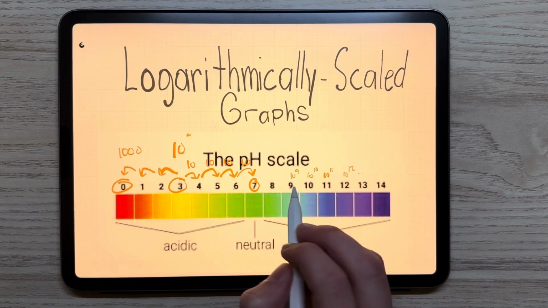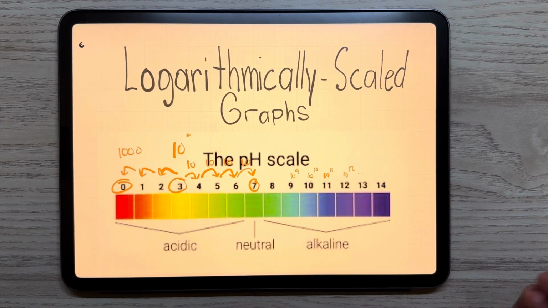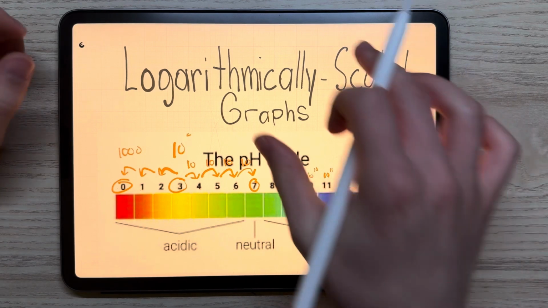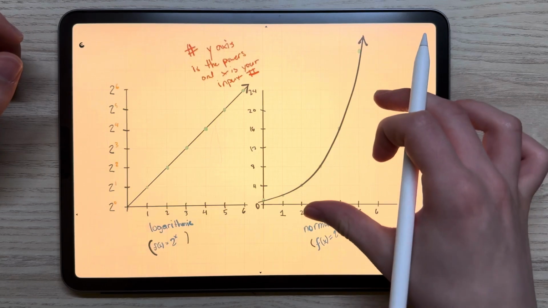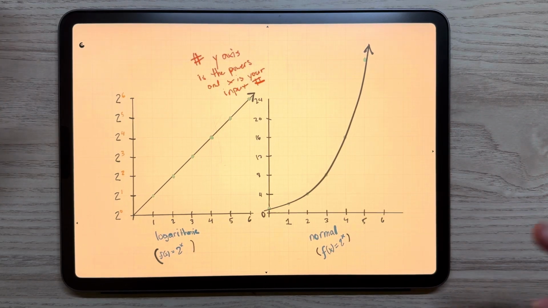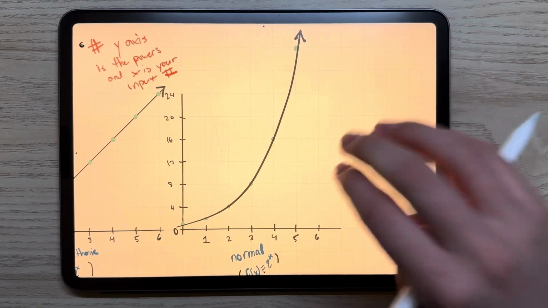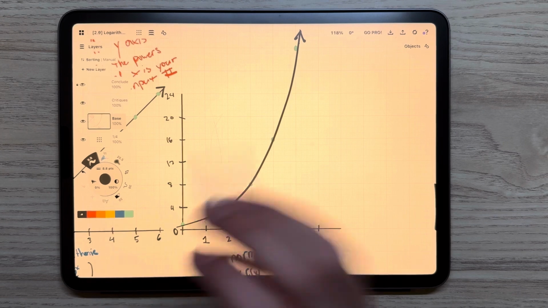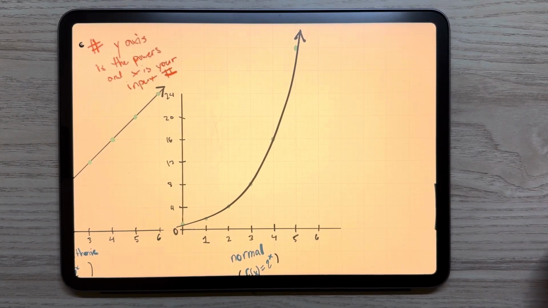And so really what you're plotting is the power of that in base 10. So now we're going to explore this a little more. Let's say you have a function like 2 to the x. Here's what it looks like on a regular graph. So it increases really fast, and it's kind of hard to fit it all on one page.